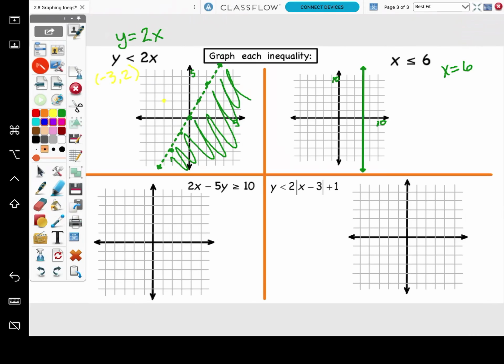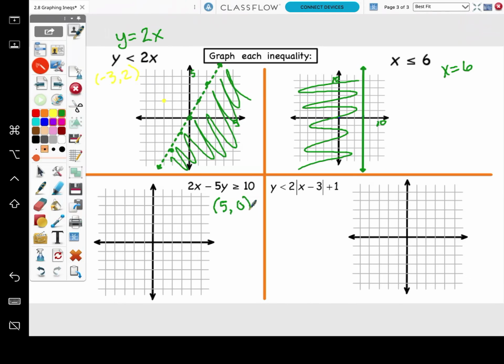Then I shade less than. I like to choose the origin when my graph doesn't go through the origin. So I'm going to choose origin, 0, 0. Is 0 less than or equal to 6? Yes. So I'm going to shade over there. Okay. The next one, standard form, looks like I can definitely use intercepts to graph that.